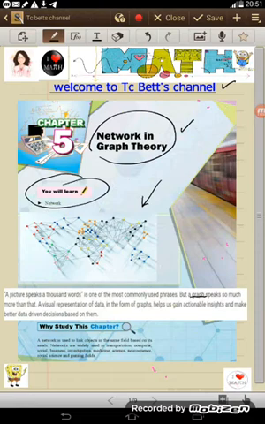So network is used to link objects in the same field based on its needs, and it is widely used in transportation, computer, business, neuroscience and much more, and also in gaming fields. So guys, you can see how important this network in graph theory is. So let's get started.